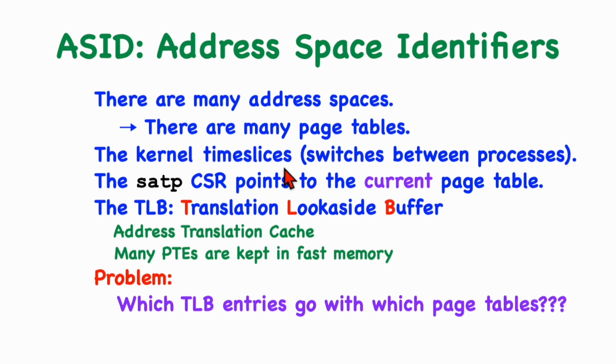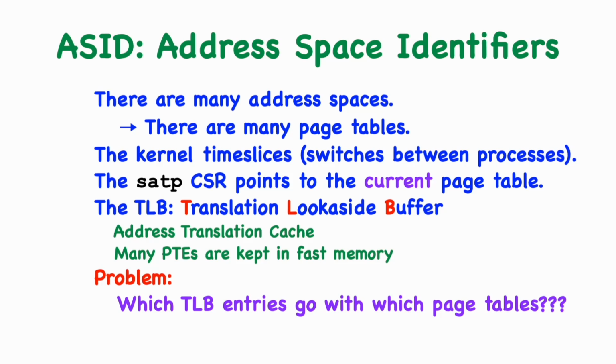Before the kernel starts a time slice for some particular process, it'll need to install and make active the page table for that process. And to do this, it will load a pointer to the root of the page table tree into a control and status register named SATP. SATP points to the page table tree that will be used during the process's time slice.